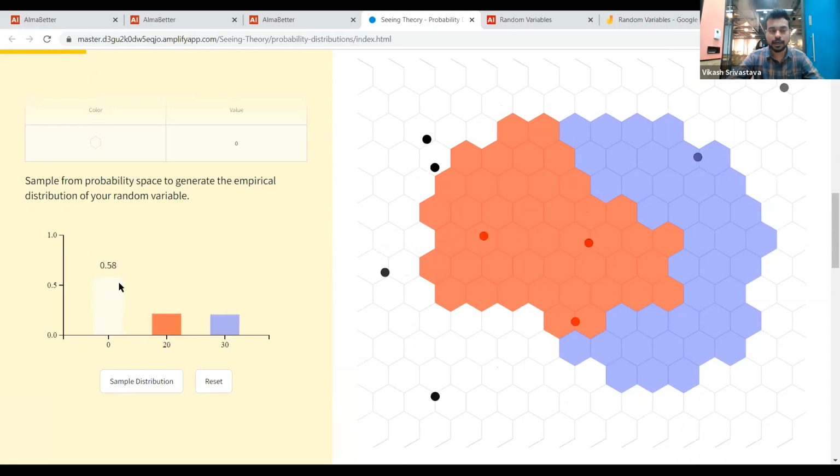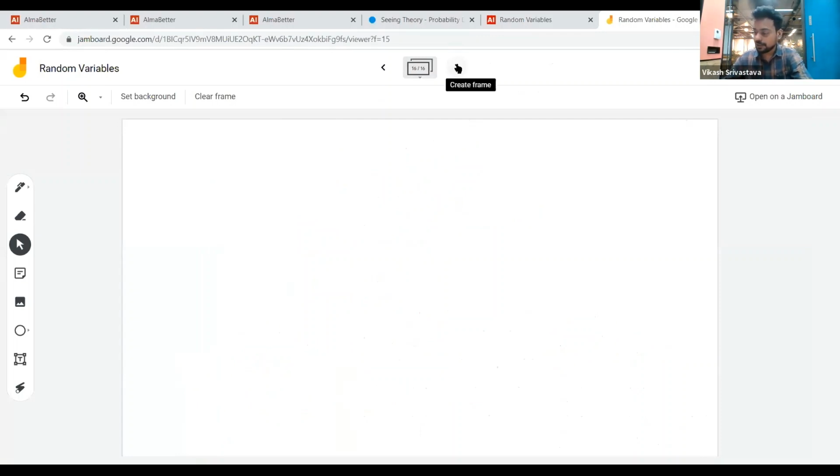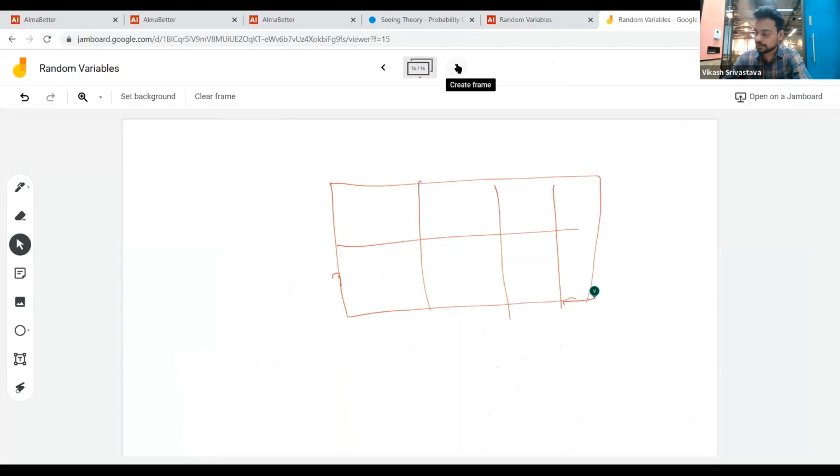So in this case, how can we write the probability distribution? Here also we can make a simple table. x essentially takes the values 0, 20, 30. This is what I just came up with; of course, you can write anything you want. And then this is of course f(x). In our case this was 0.58. Sorry.